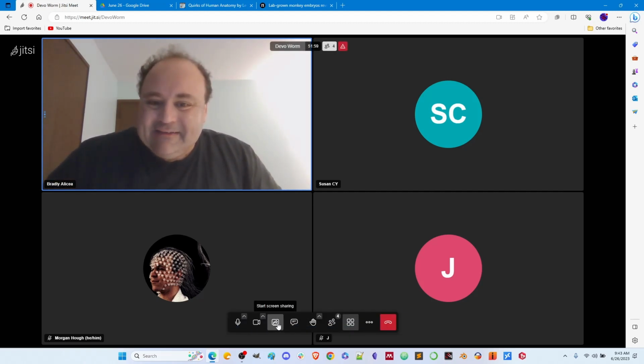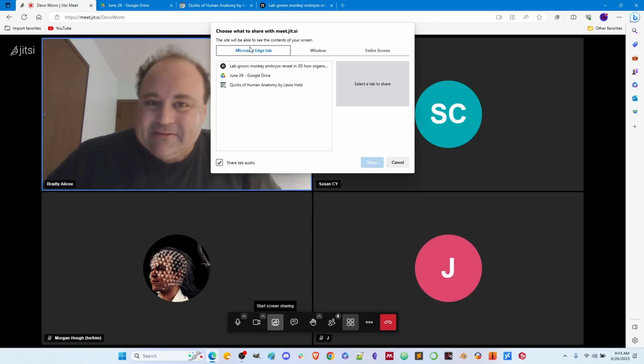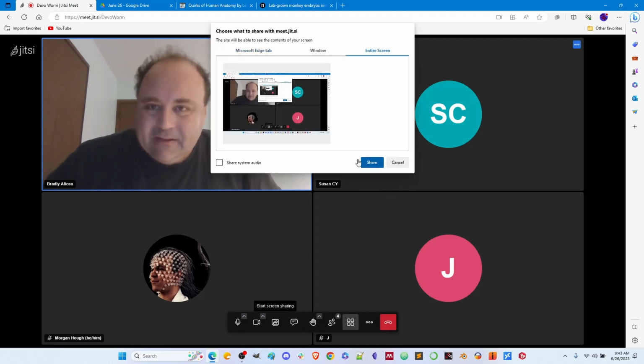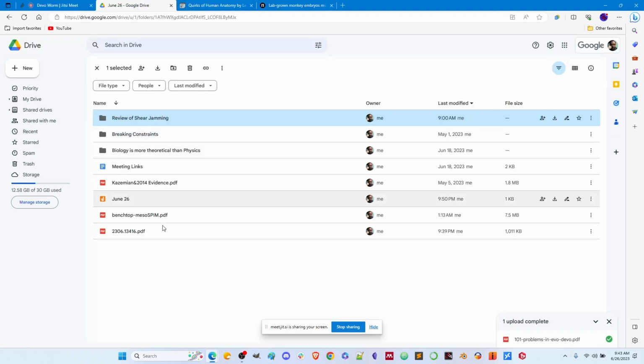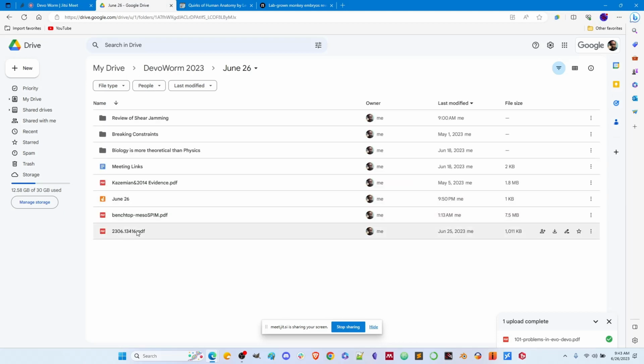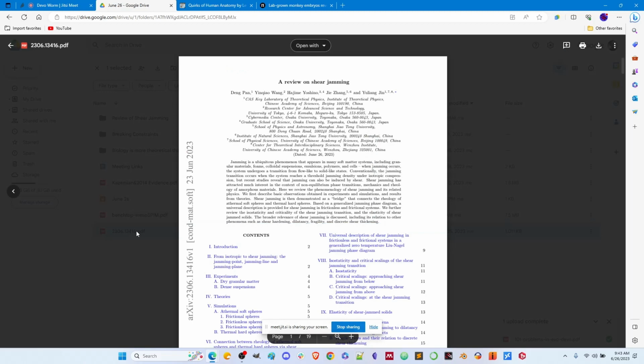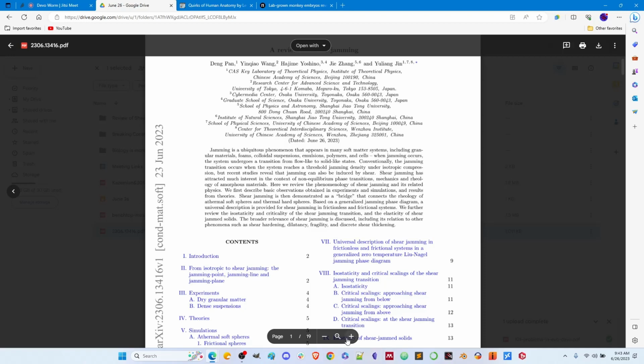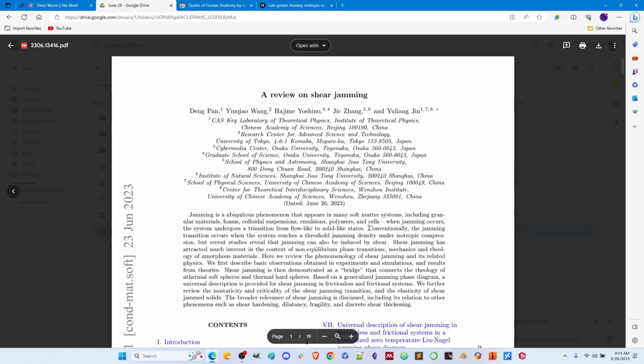So let's see. Next thing I have is, I'll go back to sharing my screen. I found an interesting thing. There's a nice review of shear jamming that's come out. Okay, so this is a nice review on shear jamming, which of course is part of the soft active materials that we talk about when we talk about the embryo. There are a lot of correspondences between what's going on in the embryo and what we see more generally with these soft materials.